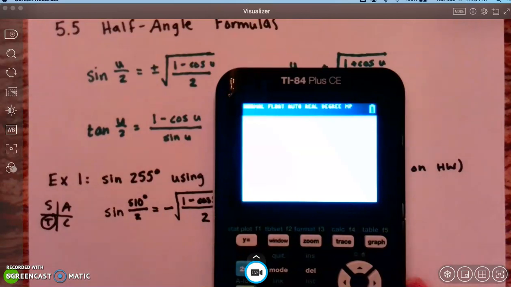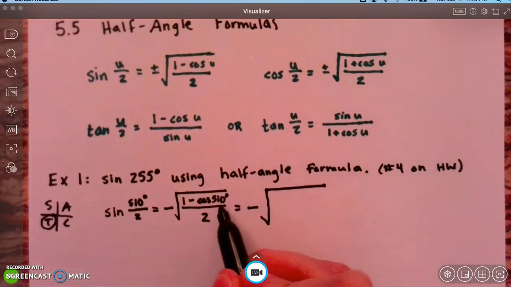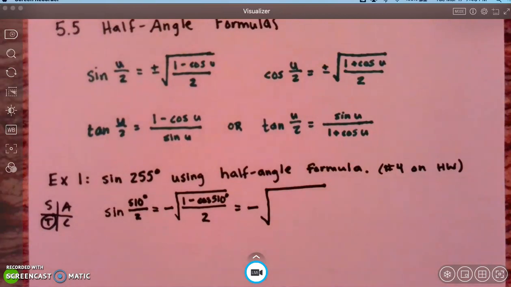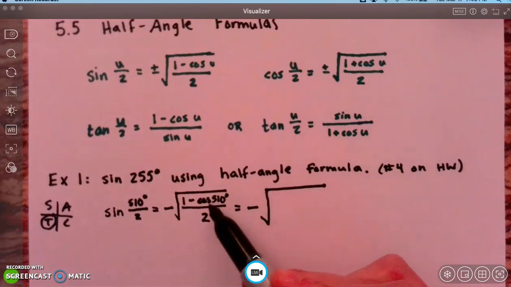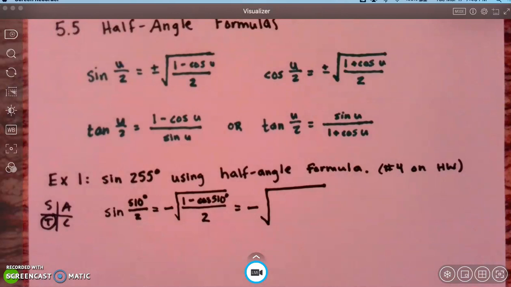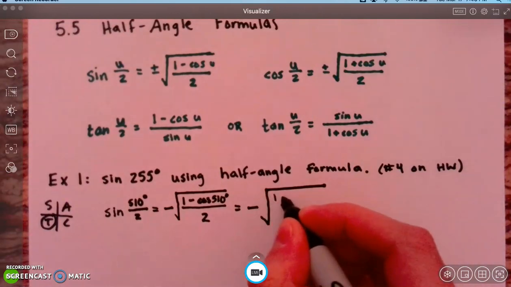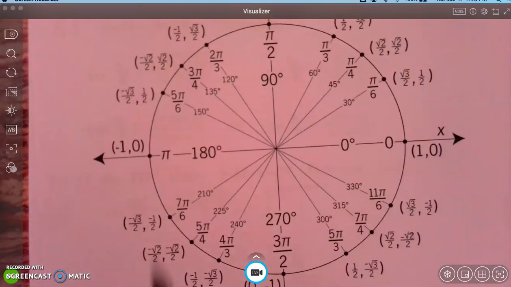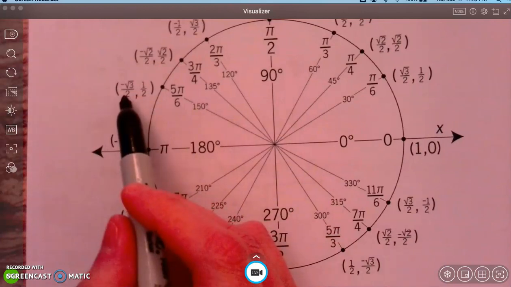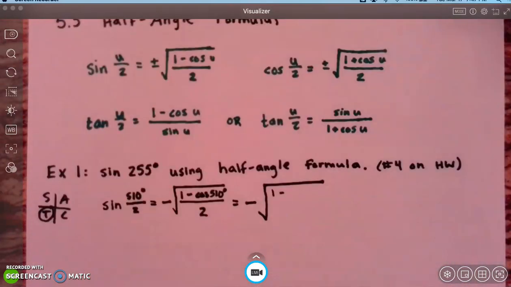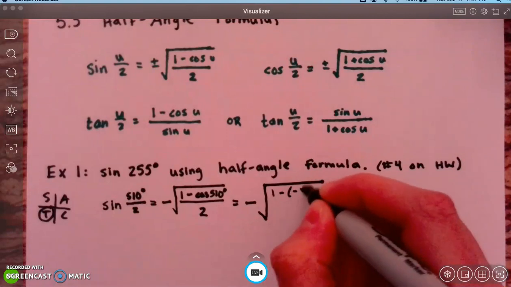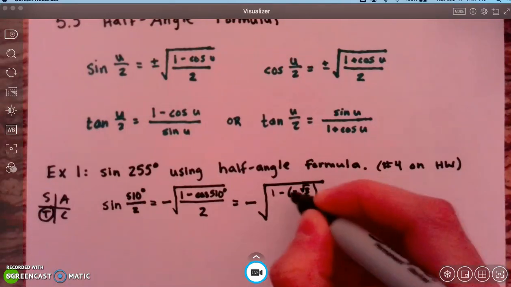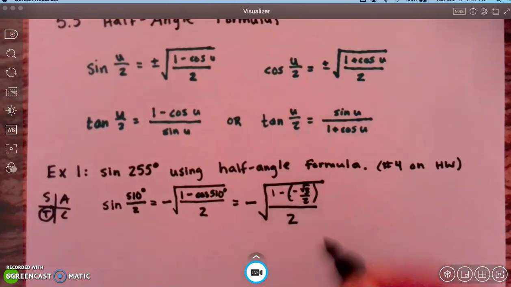510 degrees is more than 1 revolution. If I take 360 degrees away from this, I'll be left with 150. So essentially, cosine of 510 and cosine of 150 are the same value. So I can do 1 minus, and I'm going to look up the value of cosine of 150, which is negative radical 3 over 2, and all of that over 2.